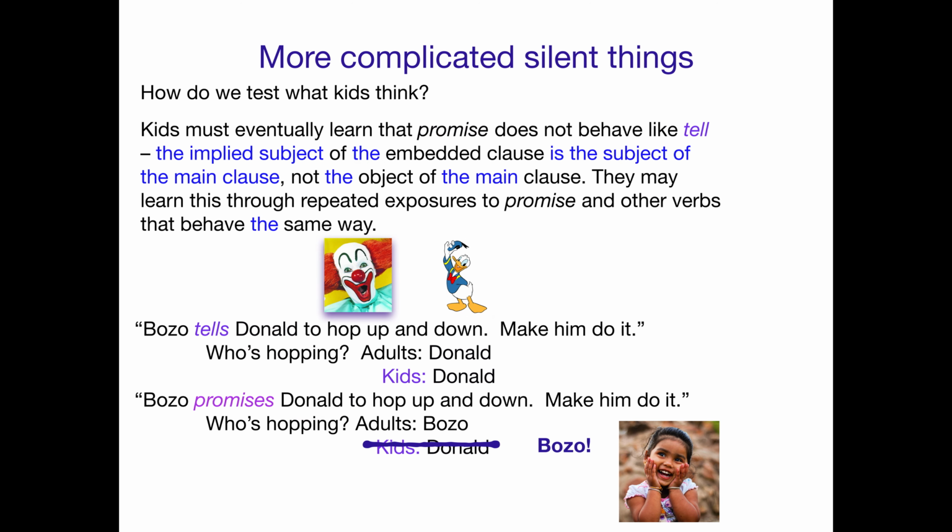And so, of course, kids must eventually learn that promise doesn't behave like tell, right? The implied subject of the embedded clause is the subject for promise, right? It's Bozo, not Donald. And they may learn this through repeated exposure to promise and other verbs that behave the same way.